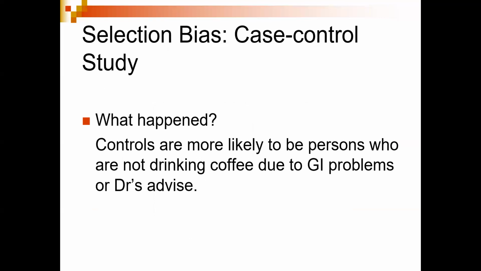Because controls are more likely to be persons who are not drinking coffee due to GI problems or the doctor's advice. Remember, these are the patients from the same doctor, and this same doctor maybe is studying the association between pancreatic cancer and drinking coffee. So usually, because it's the same doctor who is treating these patients, he might really be advising some of the patients not to take coffee, and because of that, you end up having a strong association.